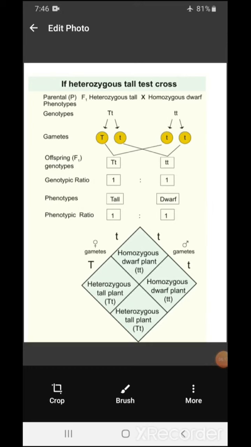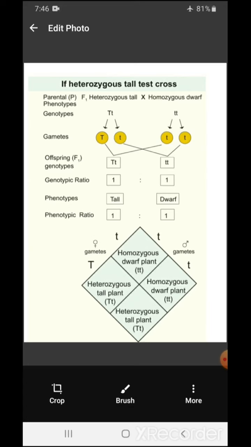There are two types of test cross. If we are going to cross by means of heterozygous tall test cross, in this chart we know that the heterozygous tall test cross gives a 1:1 ratio. So first, the parental phenotype, capital P represents parental phenotype. Heterozygous tall. What is heterozygous tall?